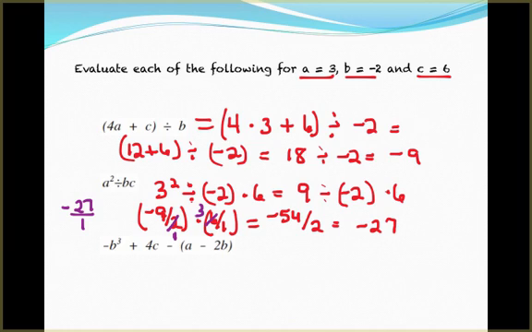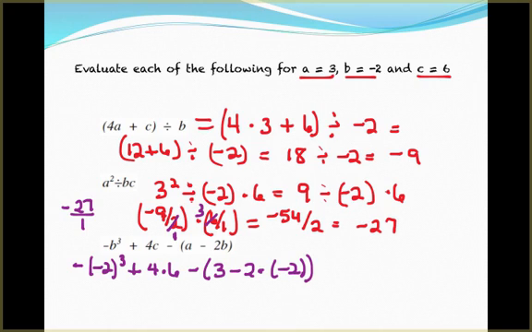Then our last problem, we're going to do -b³, so that's going to be negative, and b is -2, cubed, plus 4 times c, so 4 times 6, minus a, 3 minus 2 times b.